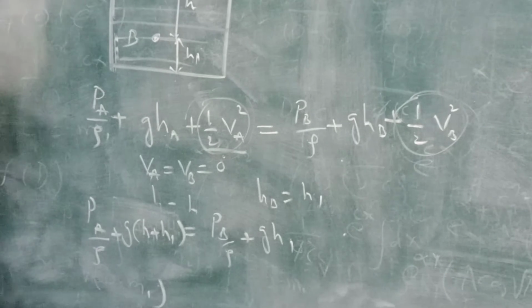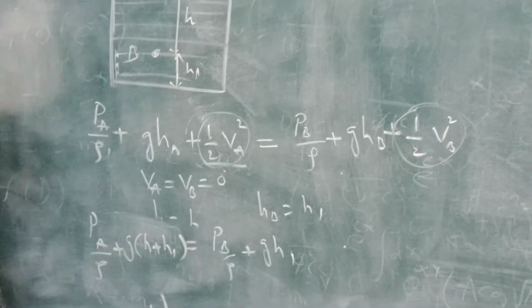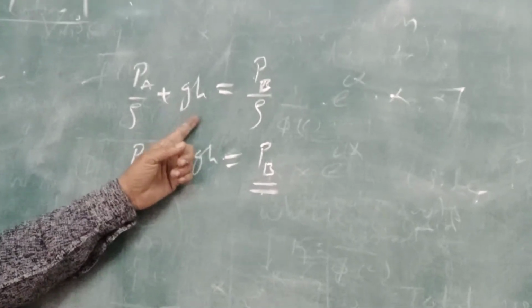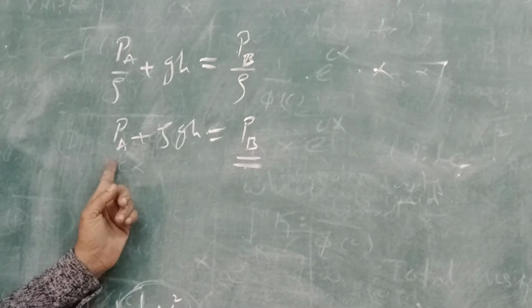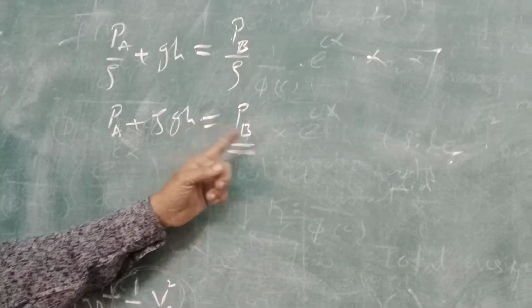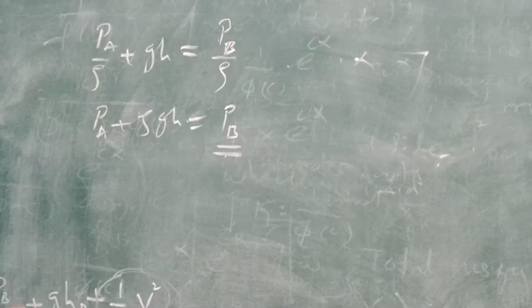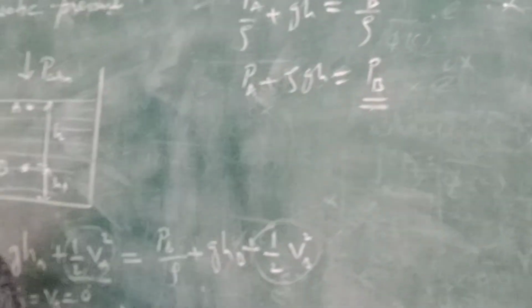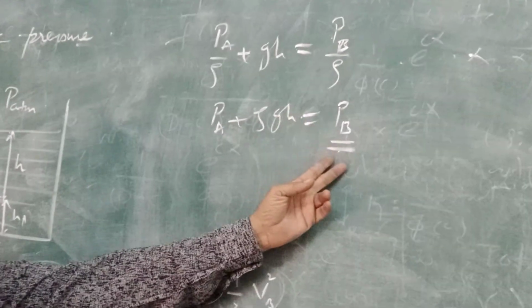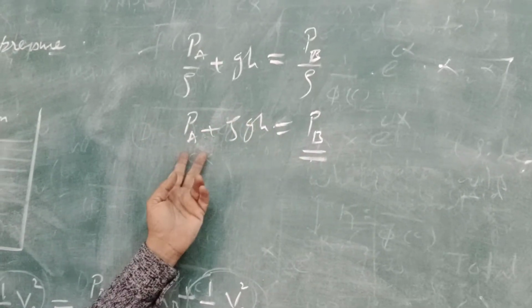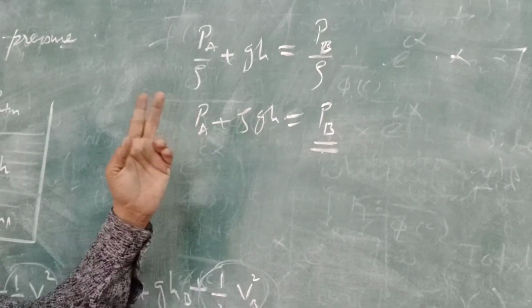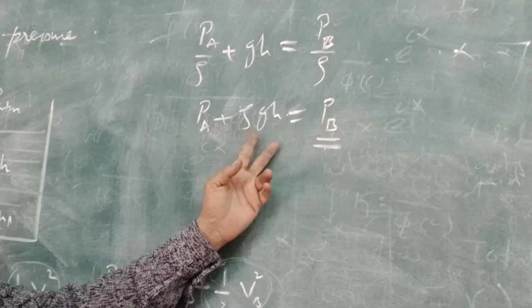Now I will simplify this equation and I will get here Pa by rho plus gh is equal to Pb by rho. Multiply by rho. So I will get here Pa plus rho gh is equal to Pb, and it proves the law of hydrostatics, that when the molecule B is well inside the liquid, its pressure is more than the pressure at point A. Therefore, it will be Pa plus rho gh.